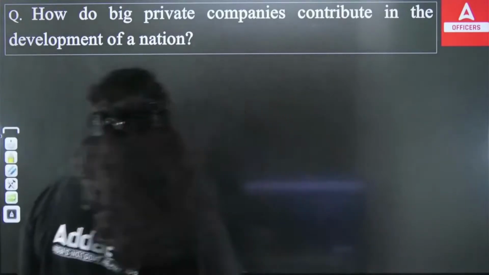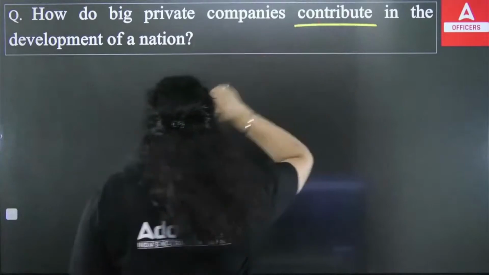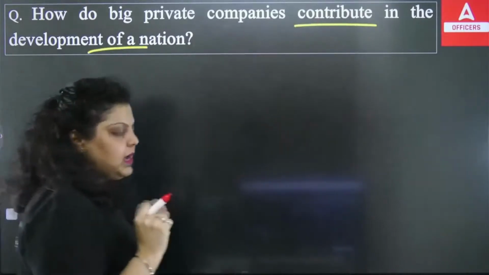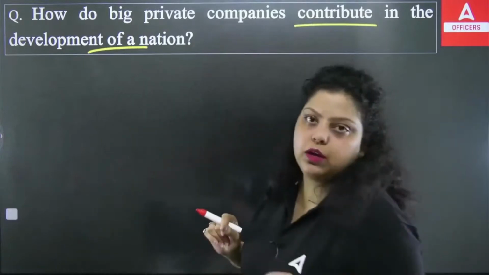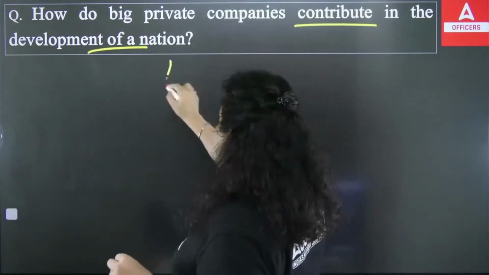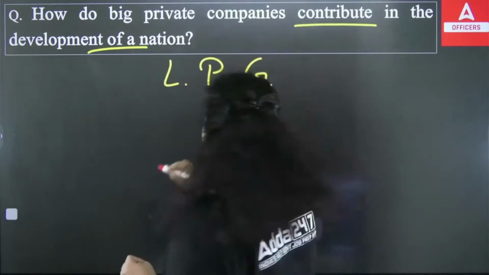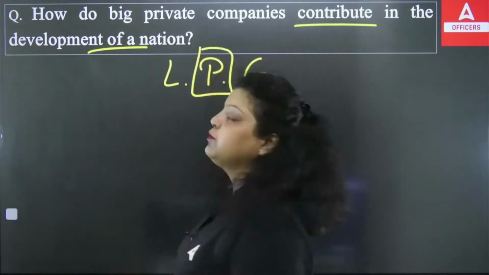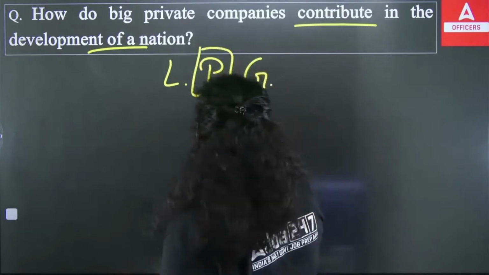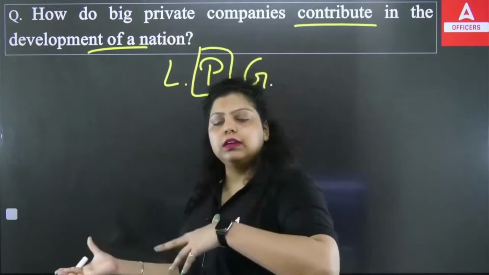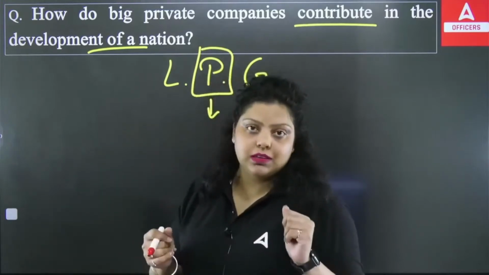So let's start. How do the big private companies contribute in the development of a nation? When and how did private companies start contributing? We discussed yesterday a certain policy, the LPG. In the LPG, the P stands for privatization. Privatization means we have allowed the private companies to work in the country. We have given certain ownership to the private companies.